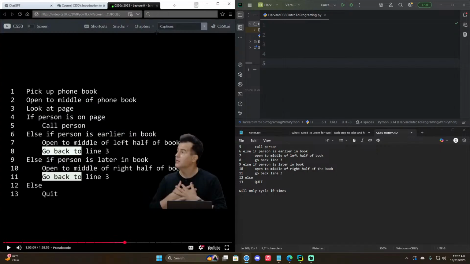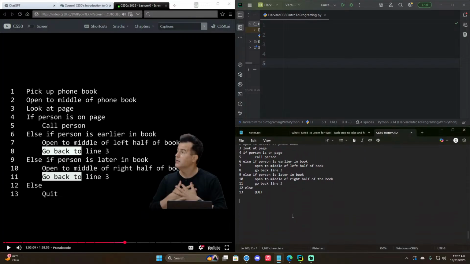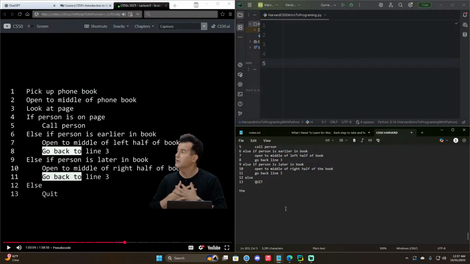Oh, okay. So I was wrong. So it depends. The cycle will repeat depending on the size of the phone book, but not infinitely.